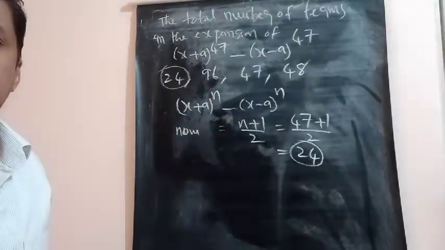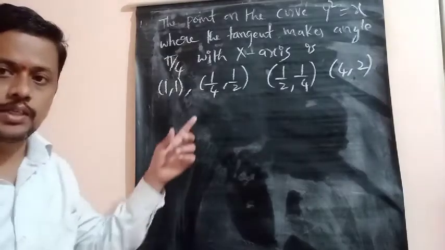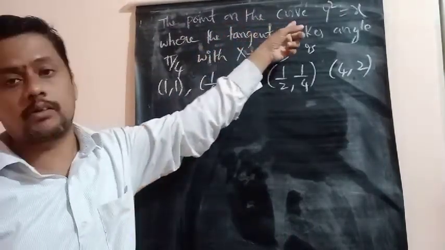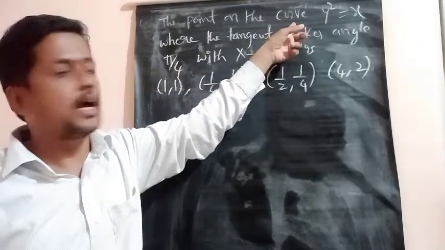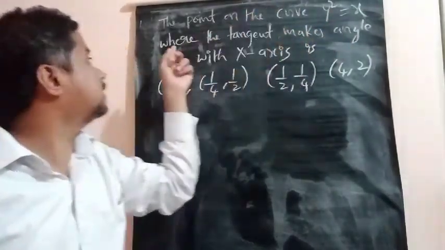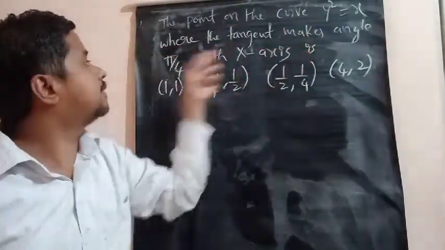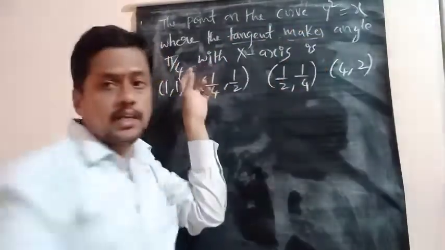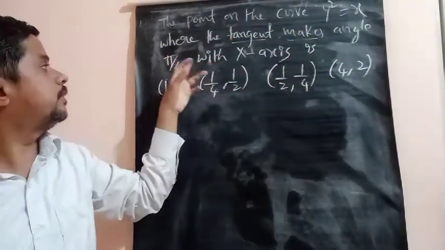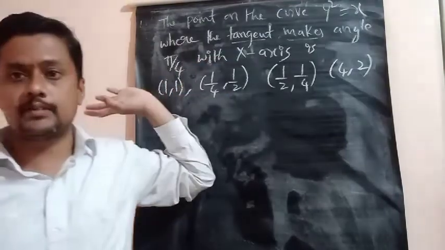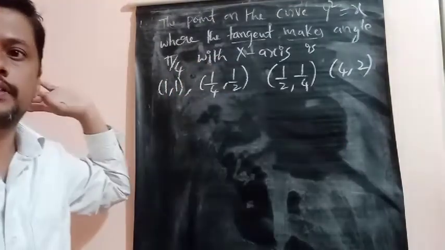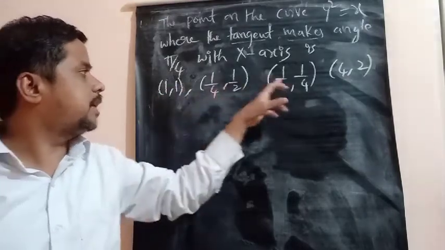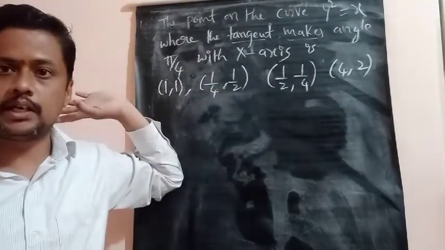See, next question. The point on the curve y squared is equal to x, where the tangent makes an angle pi by 4 with the x-axis. So I have to find it out. This is option A, option B, option C, option D. Like that, we have to calculate.